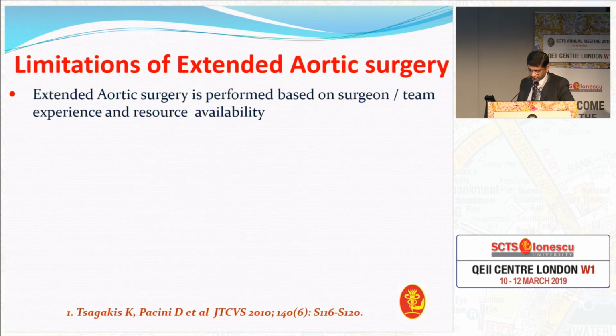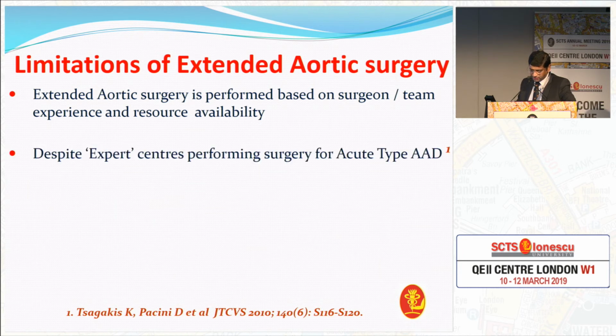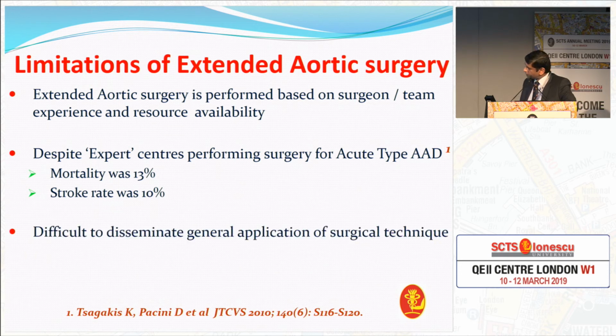But what are the limitations of this? This sort of extended aortic surgery is based on a surgeon team experience and resource availability. And a lot of data was collected in 2010 based on the International EVITA Registry. And this is despite expert centers performing surgery for acute type A aortic dissection with an aggressive approach. The mortality was 13% and the stroke rate was 10%. So it is not to be taken lightly, intervention on the arch. There is something to pay for it. And of course, it's difficult to disseminate the general application of surgical technique.